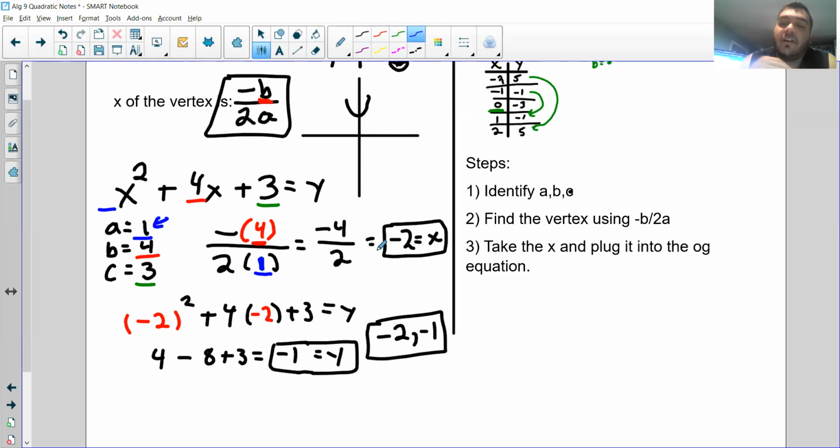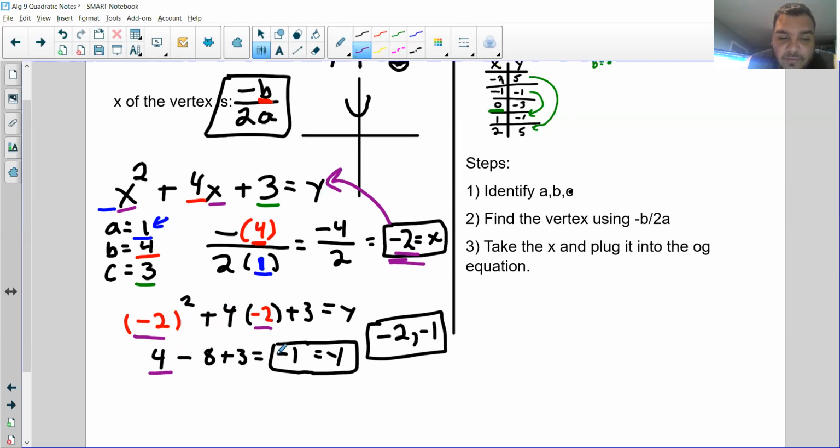That is only the x of the vertex. I need to use it to find the y of the vertex. So then I take this -2, this x of the vertex, and plug it into my equation. If you remember something from system of equations, you substitute your answer to find the second answer. Same concept. I'm substituting a -2 to find my y. So I plug in -2 for every x that occurs here. Every x has to become -2.